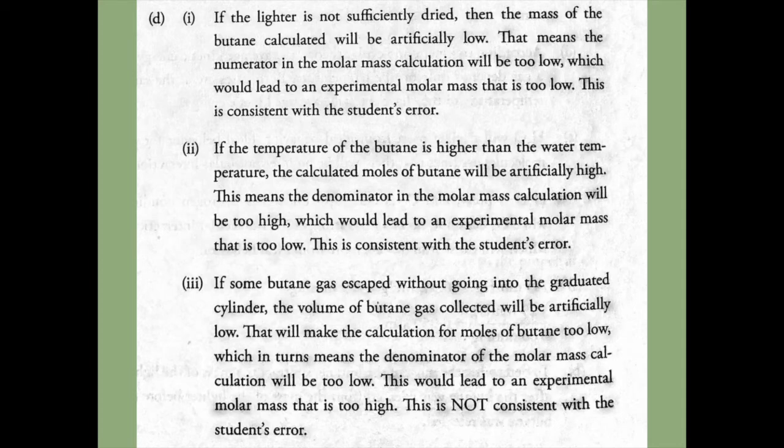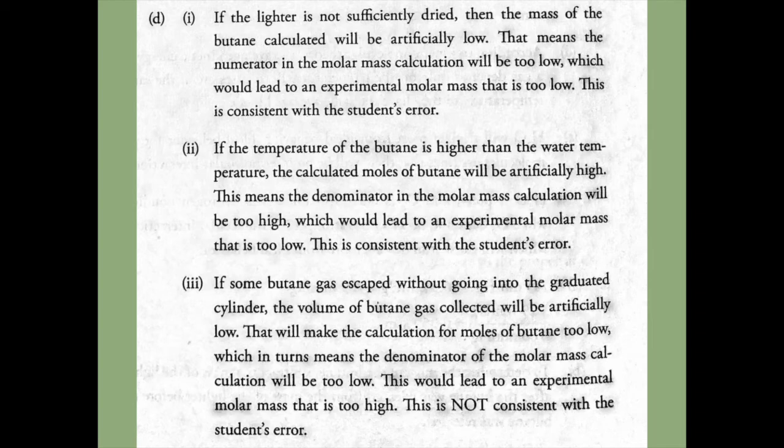So in I, it says the lighter was not sufficiently dried before massing it after the gas was released. So if you think about it, if you didn't dry the lighter, then the difference in mass before and the mass after is going to be smaller. Since the mass is smaller than it should have been, that's going to cause your molar mass, which you get by dividing mass by the number of moles, to be too low as well. So that is consistent with the error that we had, and therefore that could work as an explanation.